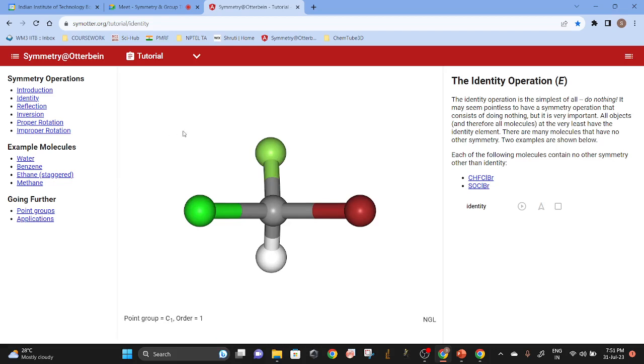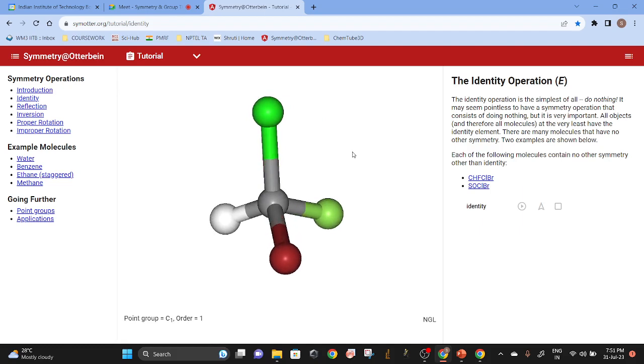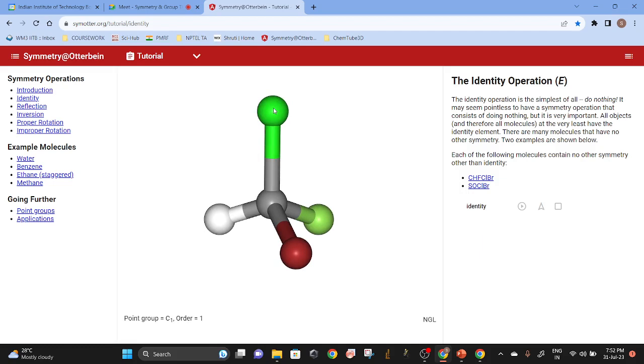Now, as I told you, identity. What does identity do? Basically it does nothing, right? So nothing means rotation by 360 degrees itself. As I told you, if you are standing at a place and rotate by 360 degrees, rotate in your own axis, then you will find yourself in the same configuration as you were before. So this molecule is a very unsymmetrical molecule. We can say unsymmetrical because it has no symmetry elements present in it. So it has only the identity element. As I told, there are molecules which possess no symmetry element, but must have an identity.